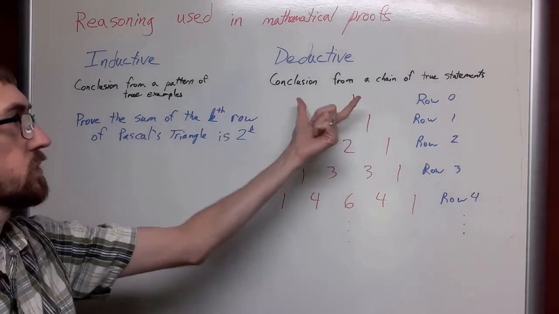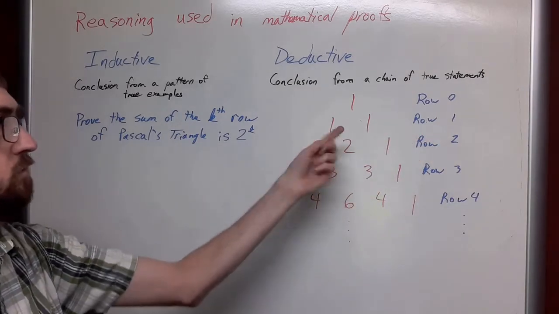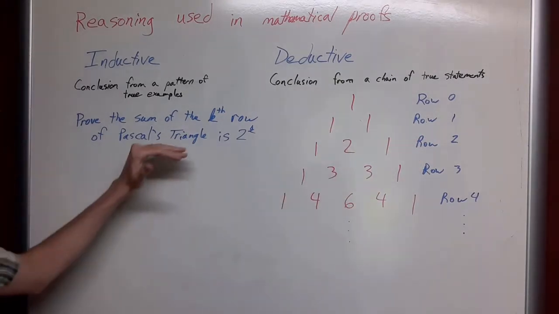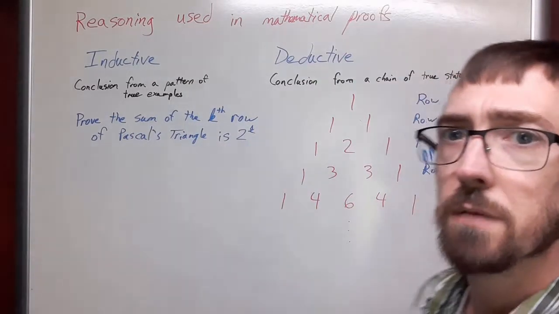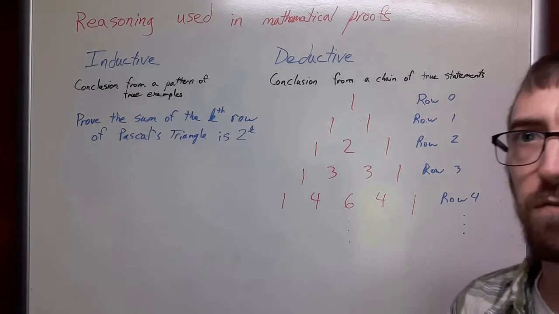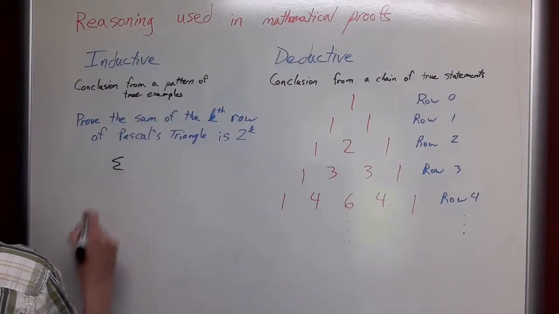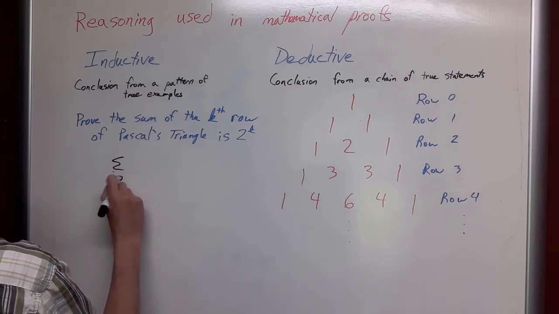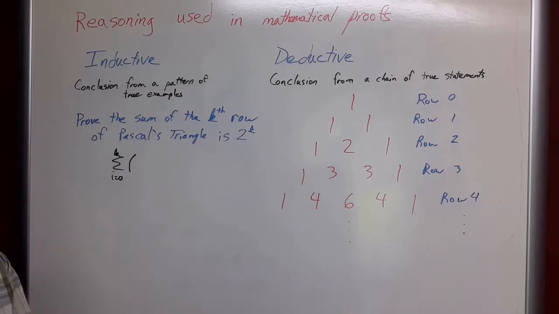In row 0, the sum of the terms is 1. There's only 1 there. In row 1, the sum of the terms is 2, and so on. So we're going to try to prove this statement. To begin, I'm going to restate it in a more symbolic form. I'm going to do the sum from 0 to k, and I'm going to use a vertical combination notation. So I'm going to rewrite it like this.